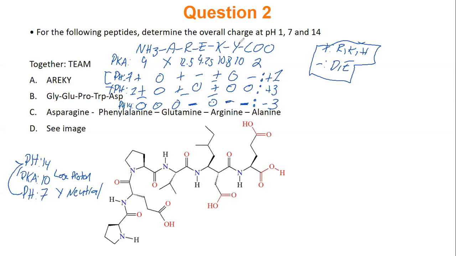Is it supposed to be -2? Nope, it's -3. Because the Y is negative, the E is negative, and the COO minus is negative. There's no positive charges to balance that out.